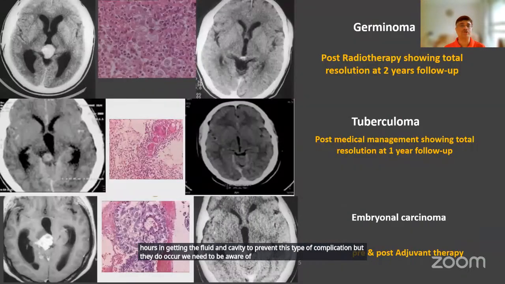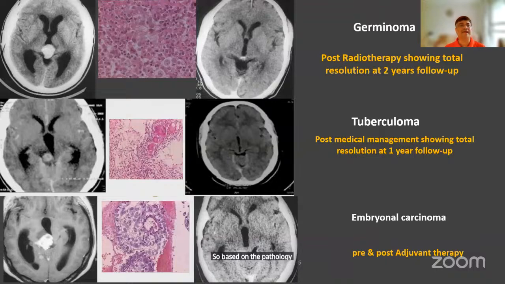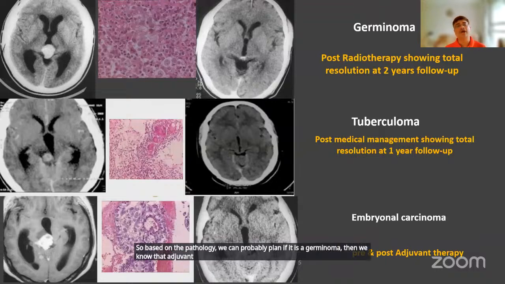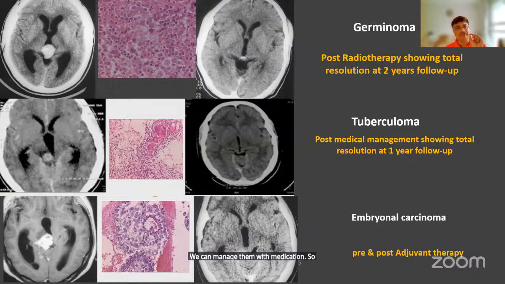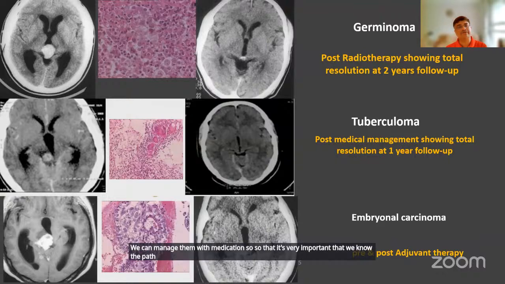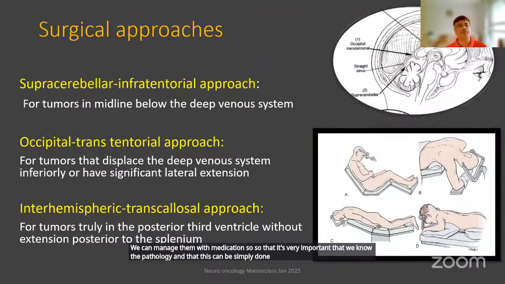So based on the pathology, now we can plan. If it is a germinoma, then we know that adjuvant therapy is beneficial. We can manage these lesions without microsurgical excision. If it is a tuberculoma, again, we can manage them with medications. So it is very important that we know the pathology, and this can be simply done by an endoscopic approach.